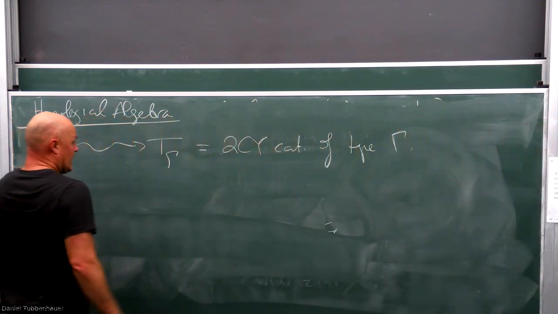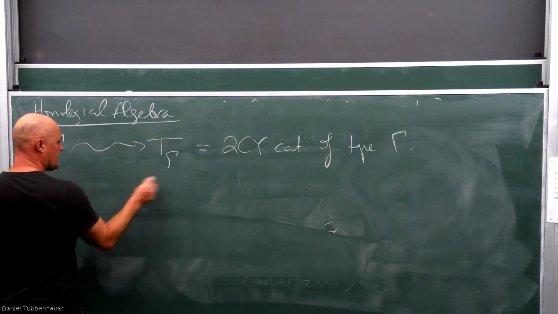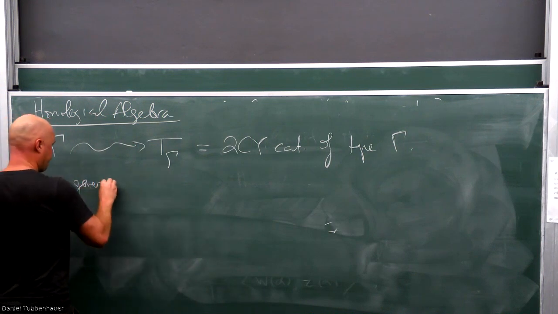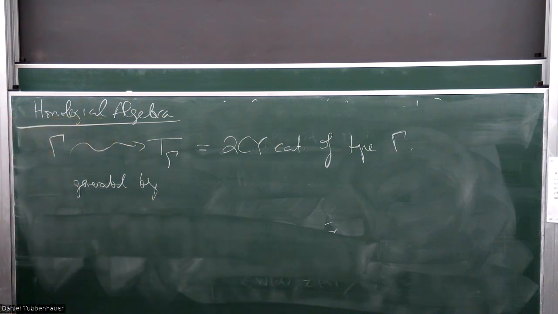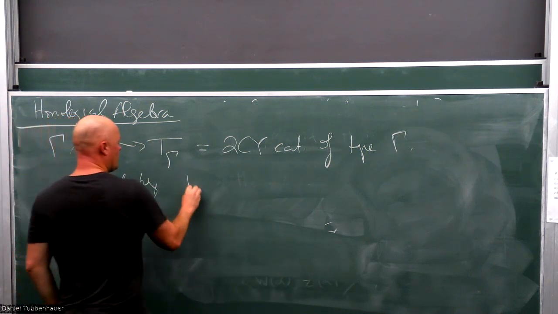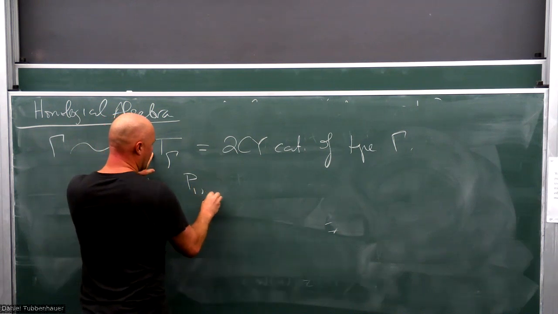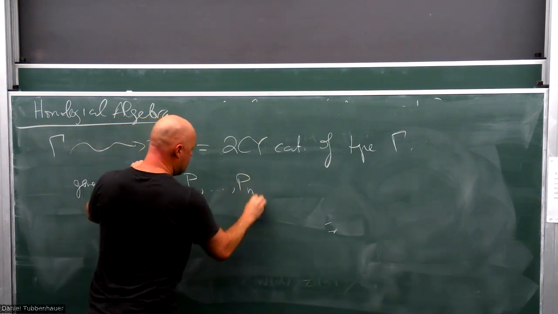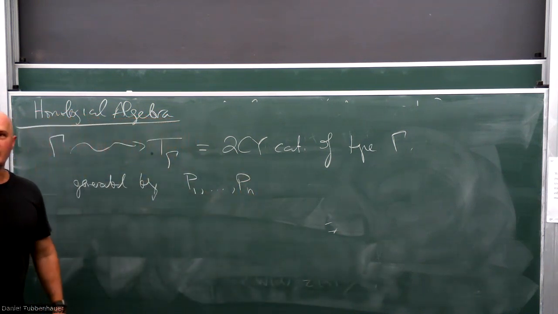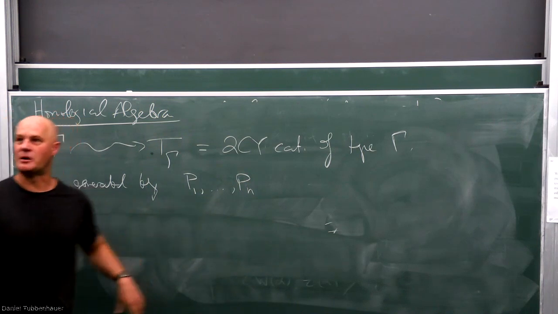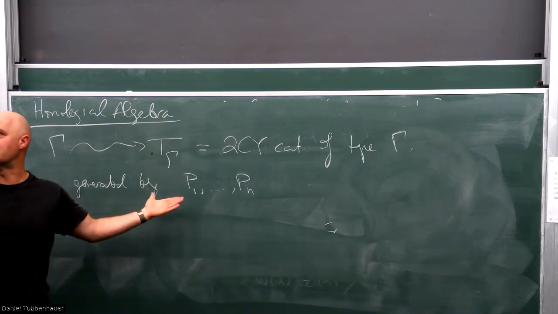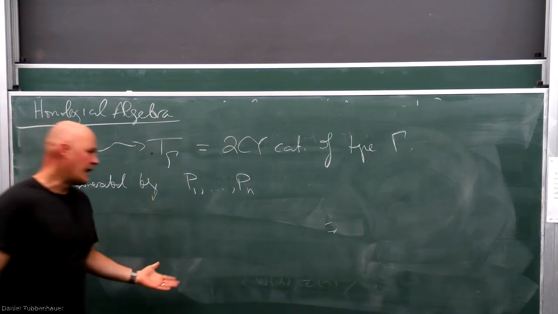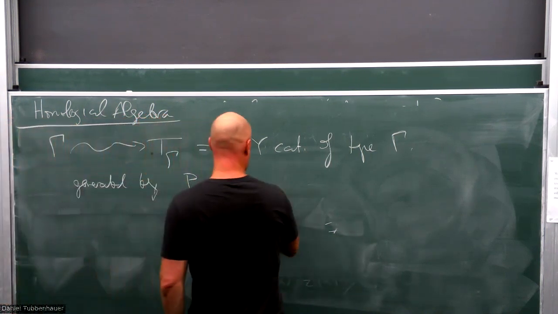So it's generated by n objects, in the same way that the root lattice is spanned by n simple roots. And in the same way that the root lattice is determined by the pairing of the simple roots, this category is essentially determined by the Hom spaces between these generators. And what are the Hom spaces between these generators?